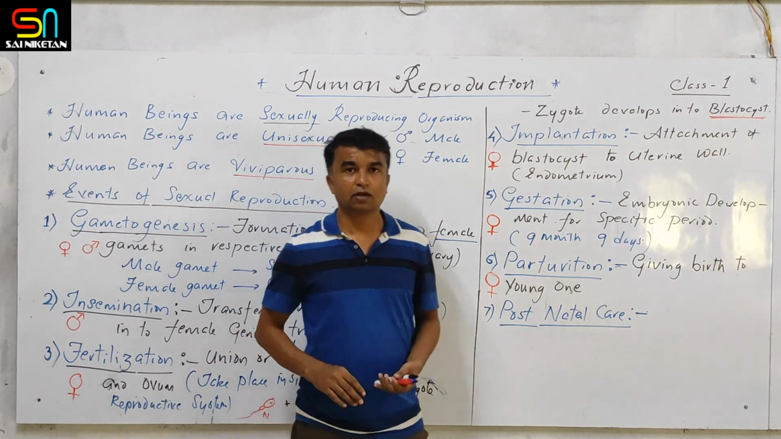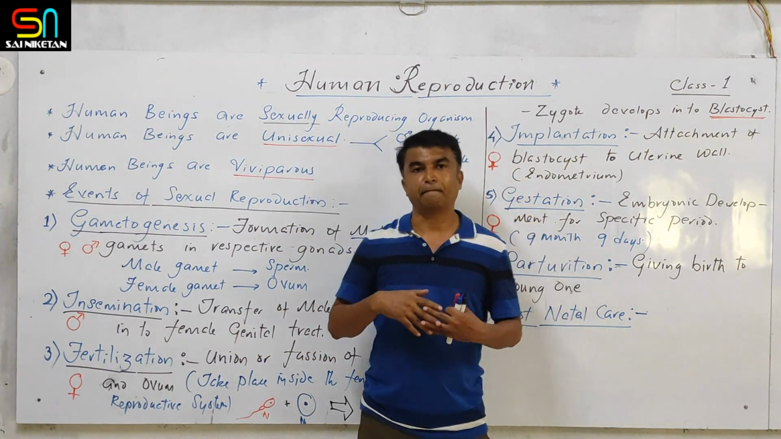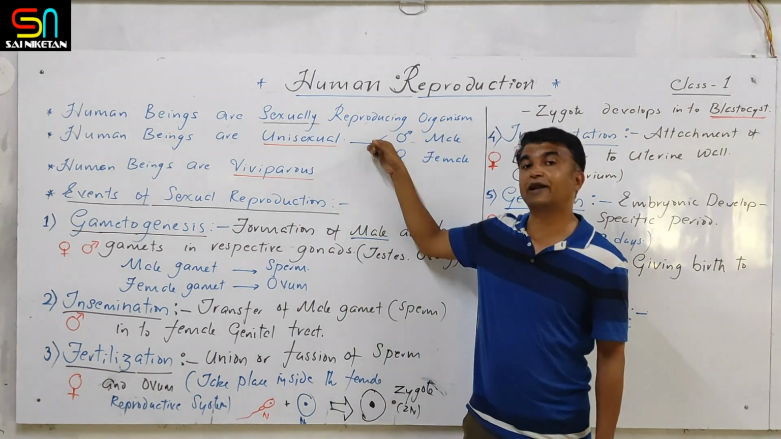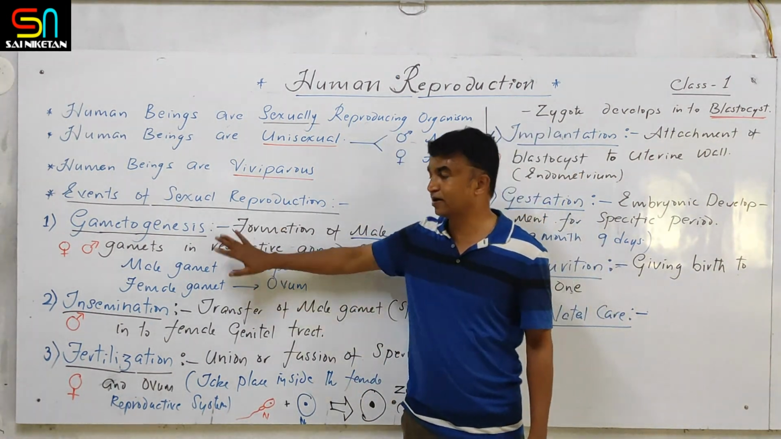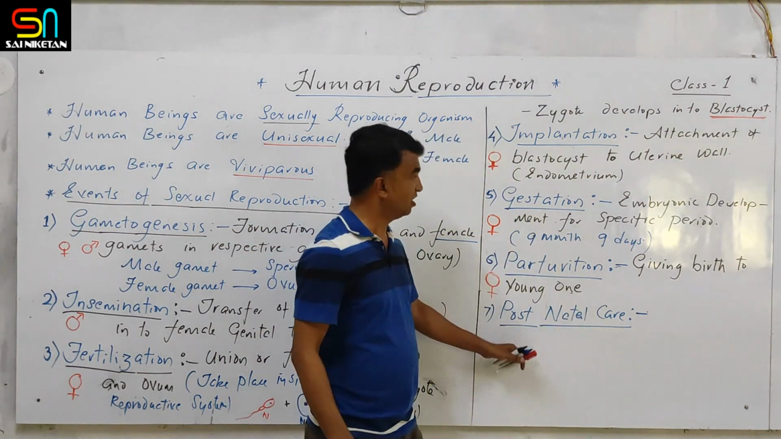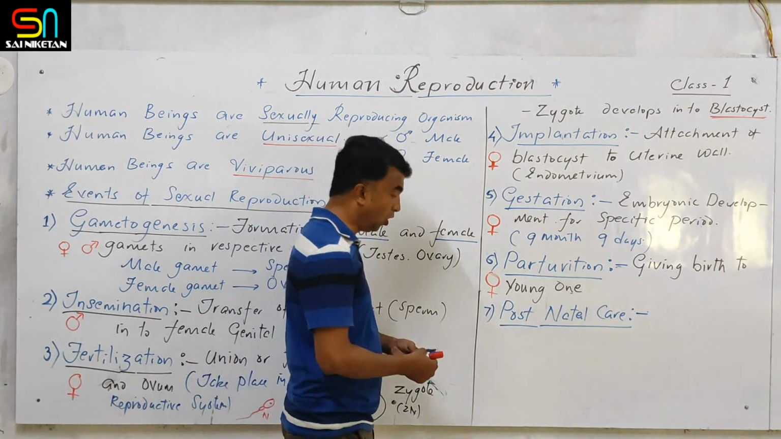So that's why, when you take sexual reproduction in human beings, almost the maximum portion, or the maximum number of events, take place in the female reproductive tract only. The human male is responsible for only gametogenesis and insemination. Now, when are these events going to start?